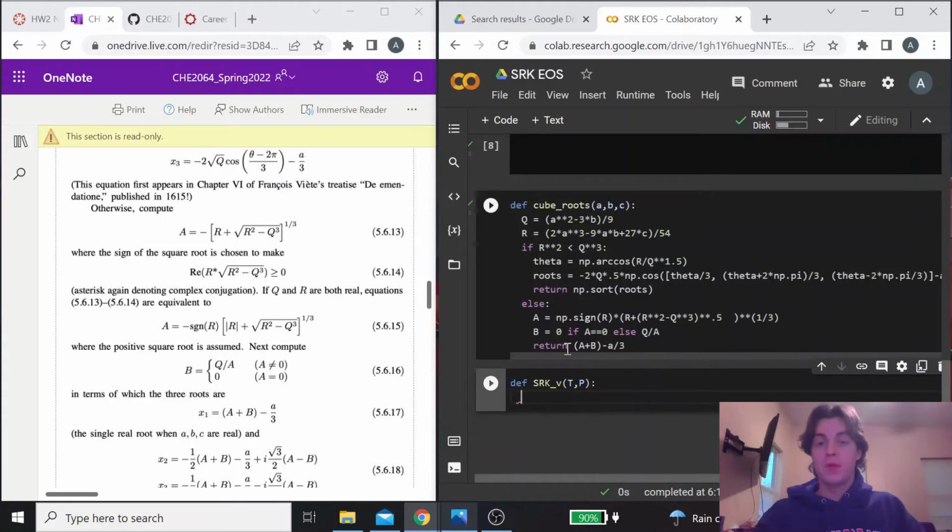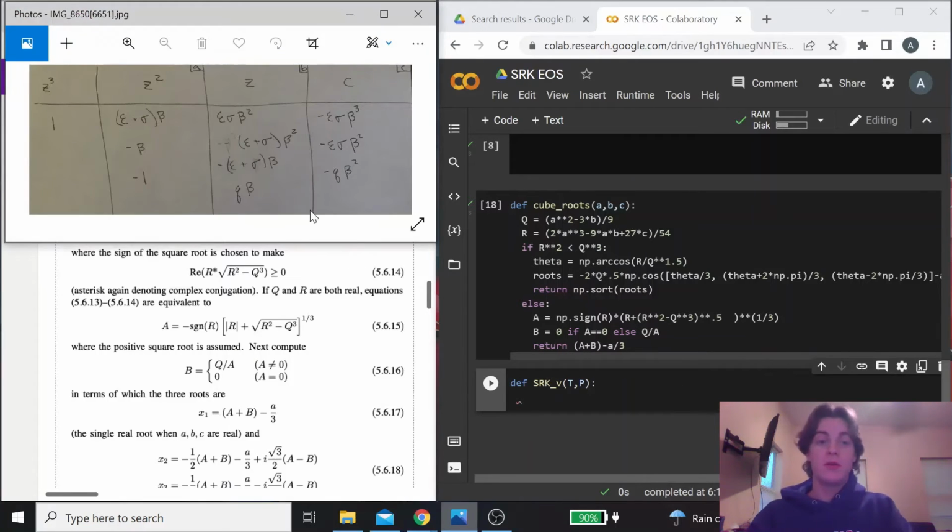So we need to use our cube root function that we just coded and pass it the a, b, and c coefficients for that cubic polynomial from part 2. So here are the coefficients. Our z squared will be a coefficient, this will be our b coefficient, and this will be our c. So now we're going to code this into our cube root function.